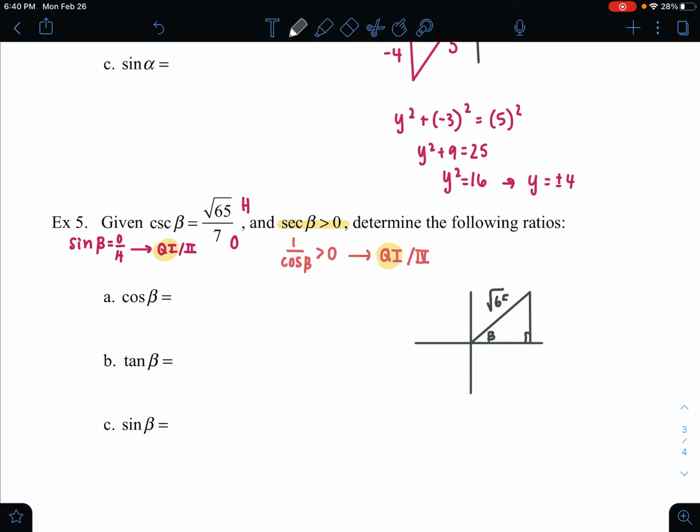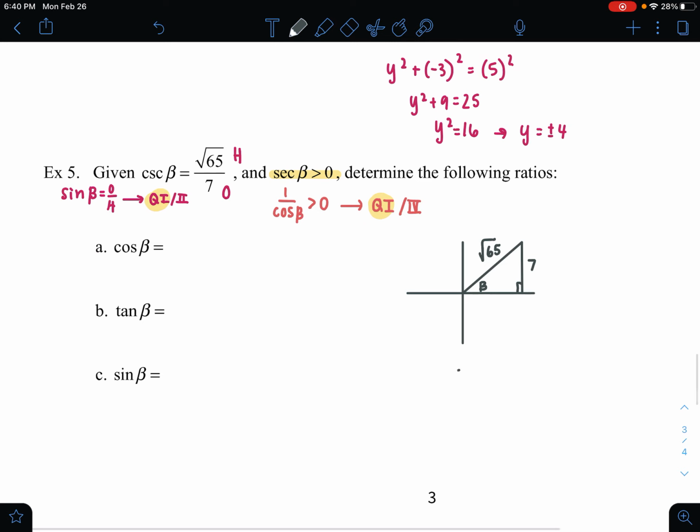So in quadrant 1, we know our hypotenuse will be root 65. Opposite of beta is 7. And you can now solve for that missing side. We know that in quadrant 1, x is positive, so this will be 4. Go ahead now and do your ratios.